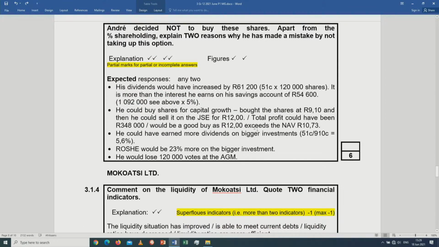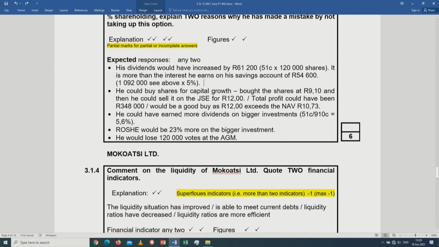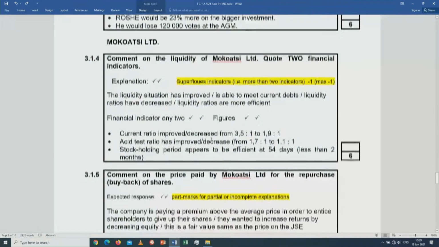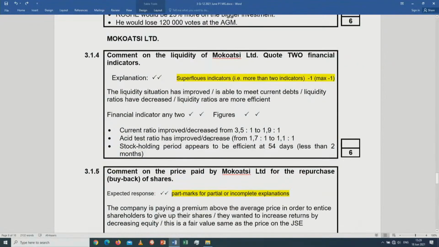So learners might also mention the benefit and also mention the figure. He could have earned more dividends on a bigger investment. Return on shareholders' equity would be 23%, more on a bigger investment. He would lose 120,000 votes at the AGM, Annual General Meeting. Comment on the liquidity. Learners need to quote 2 financial indicators that are liquidity ratios: current ratio, acid test ratio, or stock holding period. It decreased from that to that.